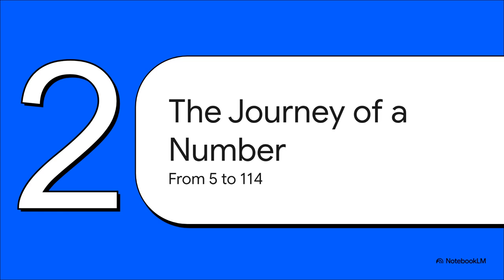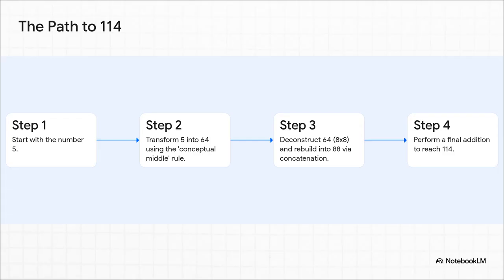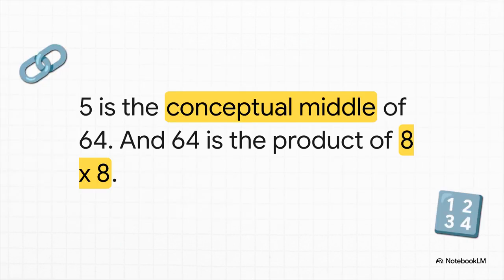All right, so we've got our new rules: concatenation, conceptual middles, and those special functions. With this new toolkit, we can finally walk through the transformation from 5 all the way to 114 step by step. So here's our roadmap. That seemingly impossible jump from 5 to 114 actually breaks down into 4 pretty manageable stages. Let's tackle them one by one. Okay, step 1, we start with the number 5. Easy enough. Now for step 2, we bring in that conceptual middle rule. We reimagine 5 as being the middle of 64. And of course, what's 64? It's the product of 8 times 8. This is the first really key link in the chain.